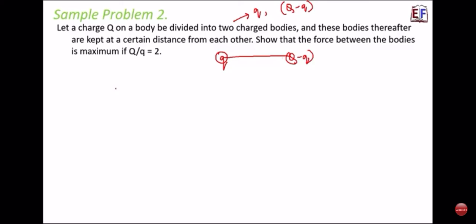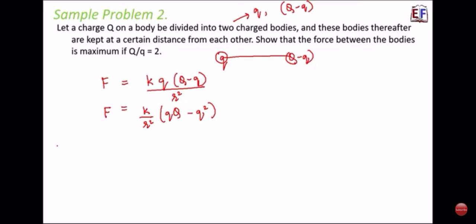So first of all, we need to find out the force between these 2 charges, which will be equal to K into Q1 Q2 divided by R square. Right? So this is equal to K by R square into (Qq minus q square). So that is the force. Now what do we want? We want to look at the maximum value of F. That is, we want force to be maximum. Therefore, for maximum value of force, what should be the value of q? That is the small q.